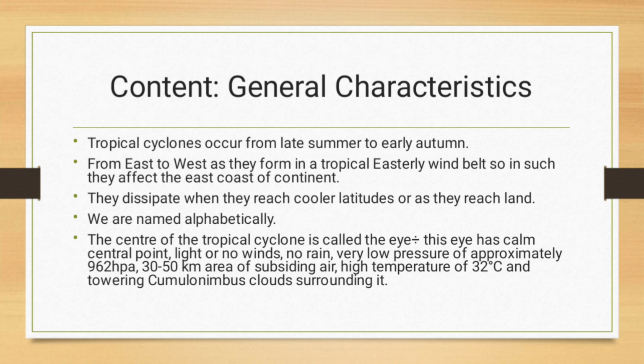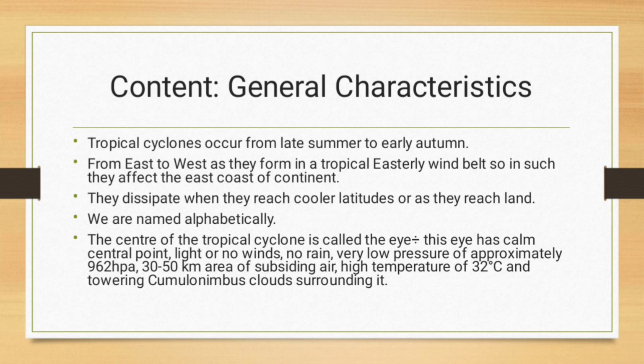They are named alphabetically, meaning, for example, if the last year's cyclone was named with the alphabet A, like maybe Africa, the next cyclone, when it occurs, we are moving to another alphabet. It's going to be named with the alphabet starting with B. Maybe it could be Bafana or something. So that's why they say they are named alphabetically.